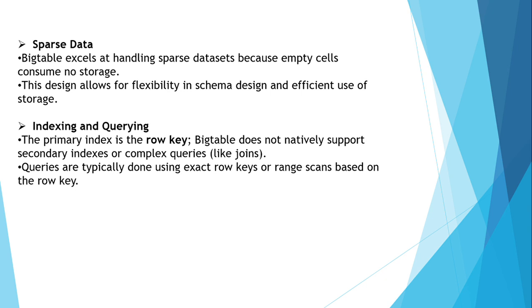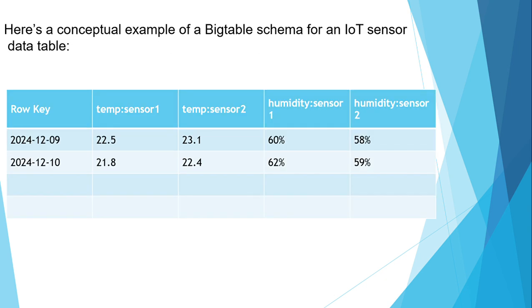Indexing and querying. The primary index is the row key. Bigtable does not natively support secondary indexes or complex queries. Queries are typically done using an exact row key or a range scan based on the row key. So here is a conceptual example of a Bigtable schema for an IoT sensor data table.